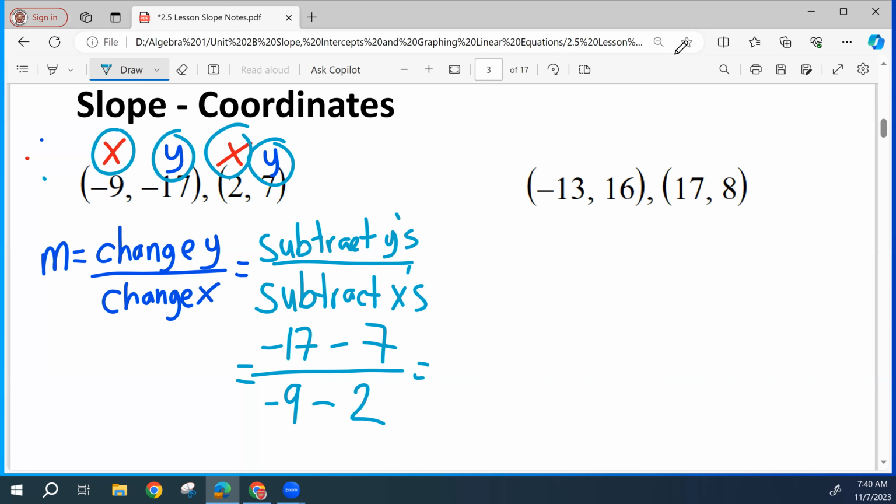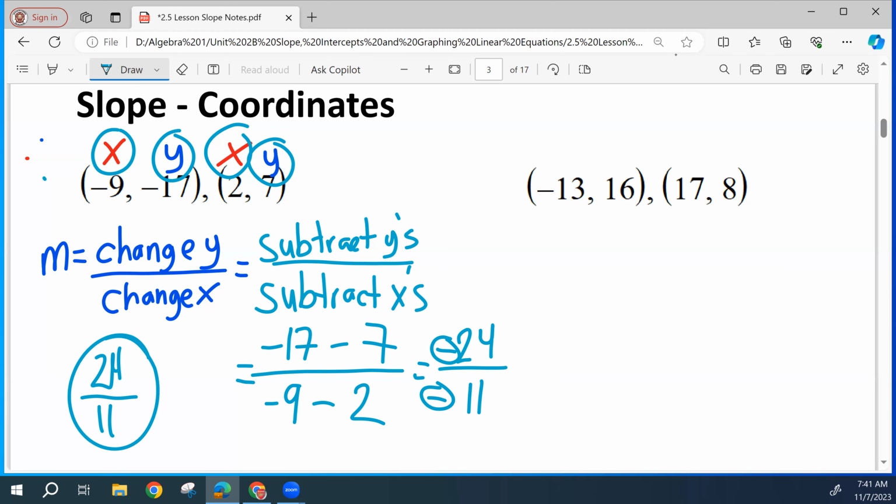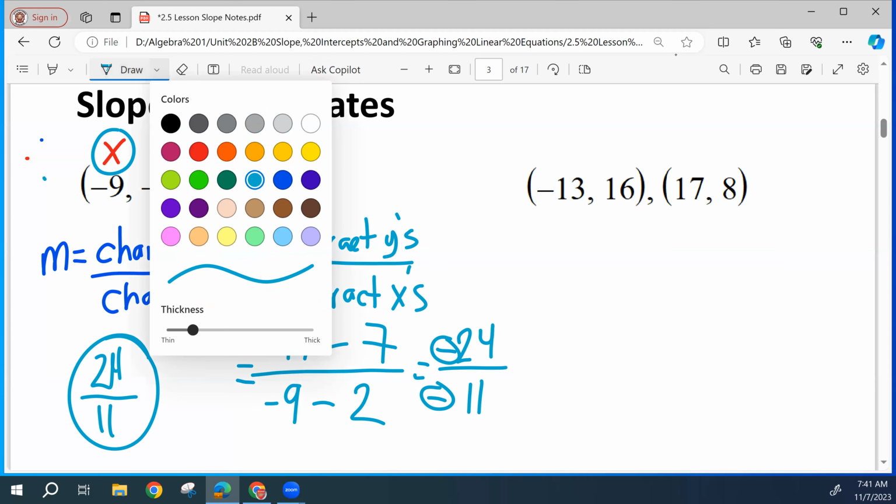Negative 17 minus 7 is negative 24. Negative 9 minus 2 is negative 11. We should always pop this into Desmos to see if we can simplify it. This does not simplify, but what does happen is these two minus signs make this a positive final answer of 24/11. So it's always a good idea to pop the fraction into Desmos and see if you can simplify it. And what it will do for you is actually show you that our answer is positive. So this line would be going up to the right.